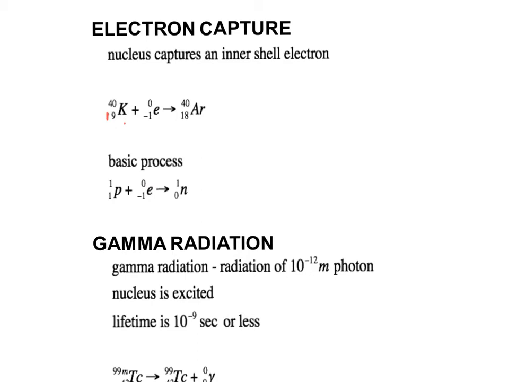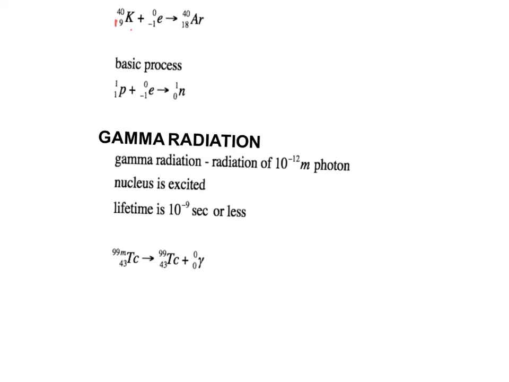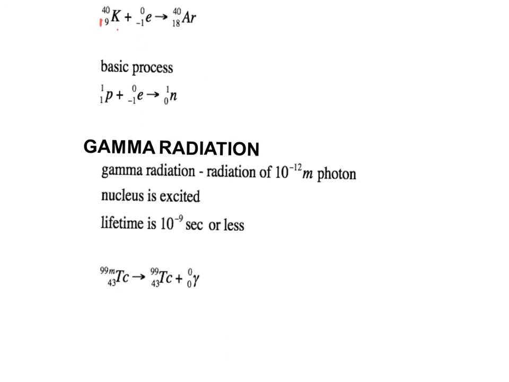Then you have gamma radiation. This is the gamma symbol right here. This is actually one that's very useful for medical research. So you see this little M right here. That means metastable.